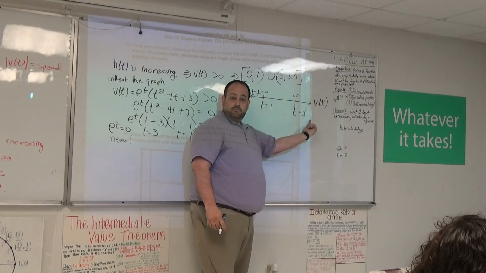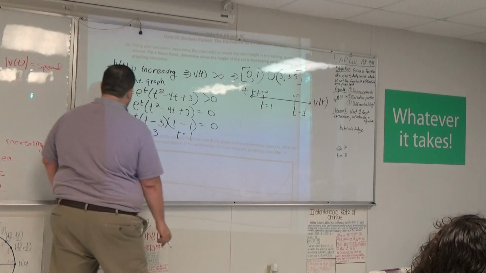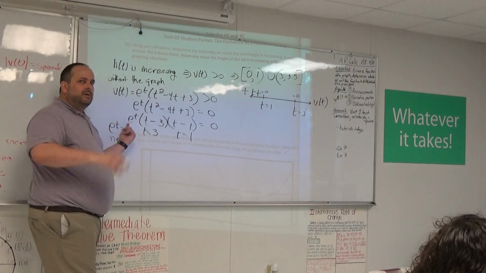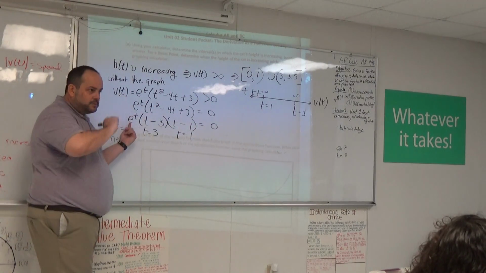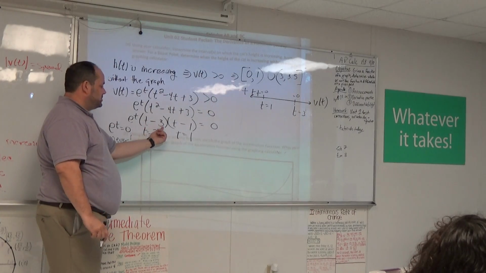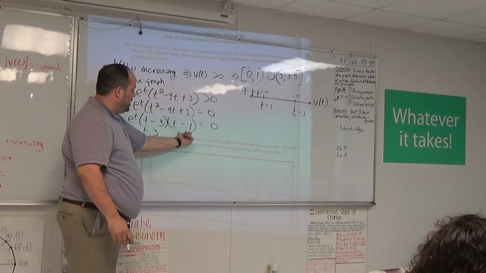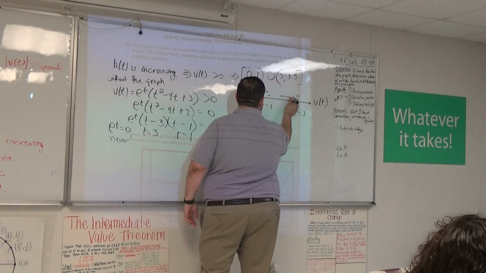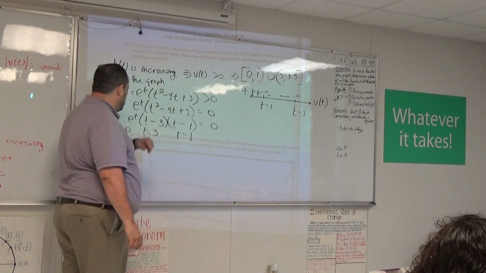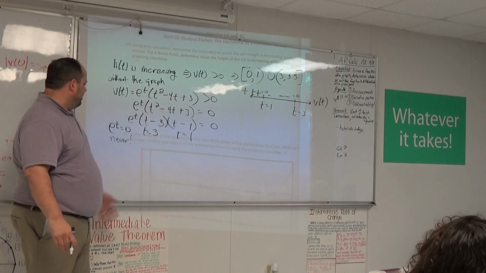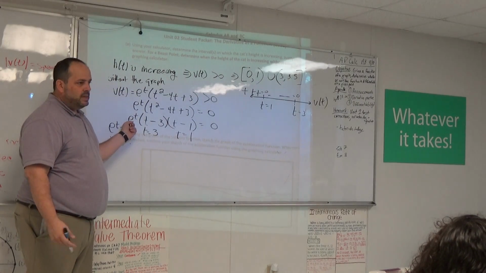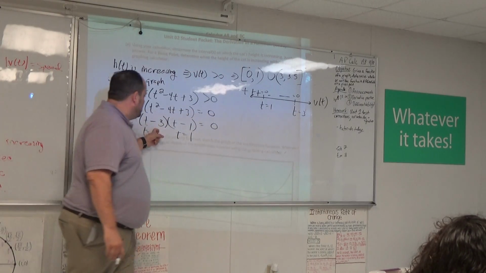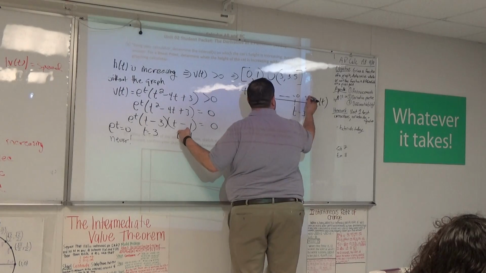Between 1 and 3? 2. E squared, I don't know what e squared is, but I know it's positive. 2 minus 3, negative. 2 minus 1, positive. Conclusion: negative. Pick something bigger than 3, like 4. E to the 4th, positive. 4 minus 3, 4 minus 1, positive.